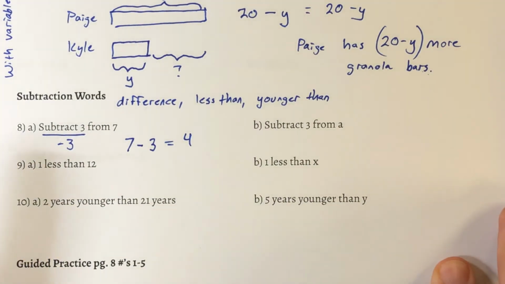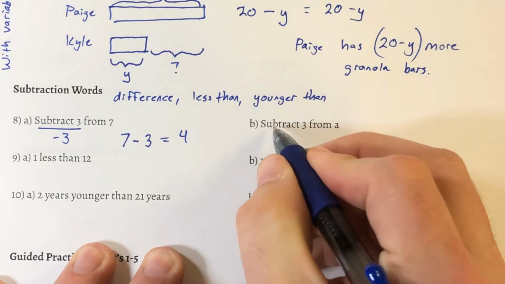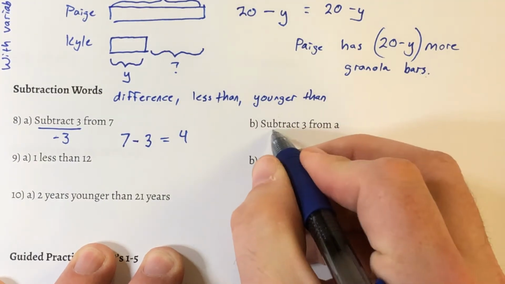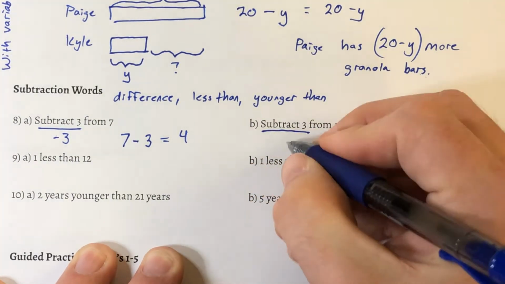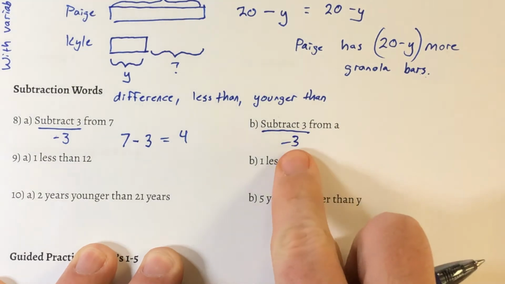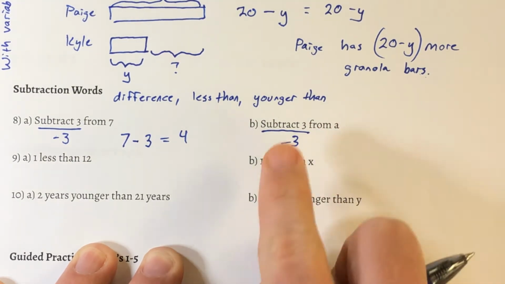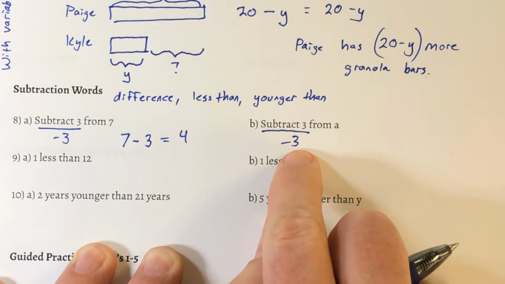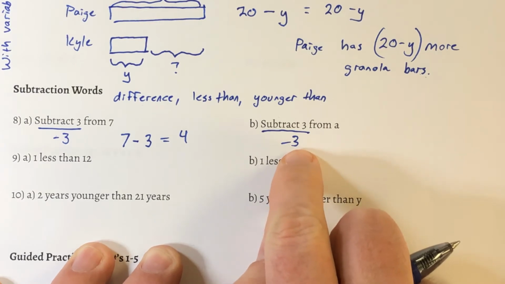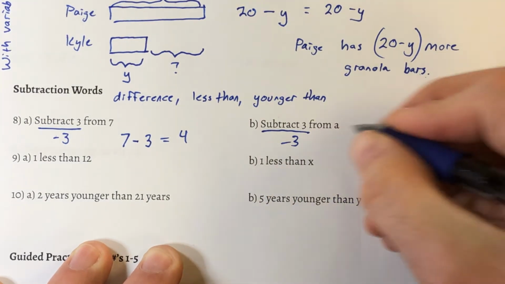Now let's apply the same logic, but with letters and things that we don't know. So on this one, subtract 3 from A. So subtract 3 means we're going to take away 3. Don't take away A, don't take away 5, take away 3. That's what it says. What are we going to take it away from? The A.